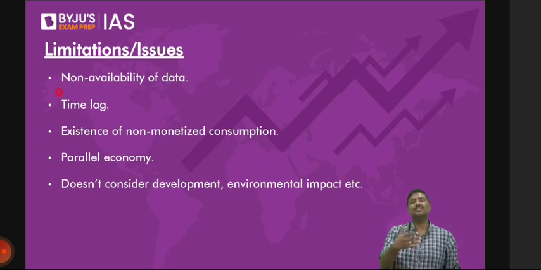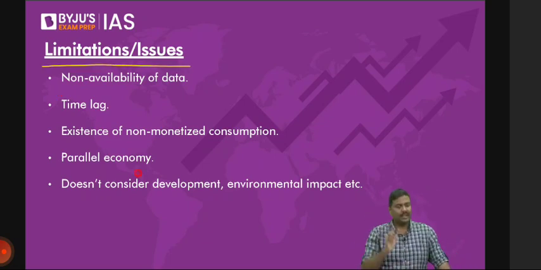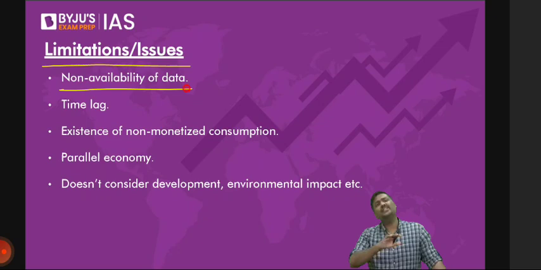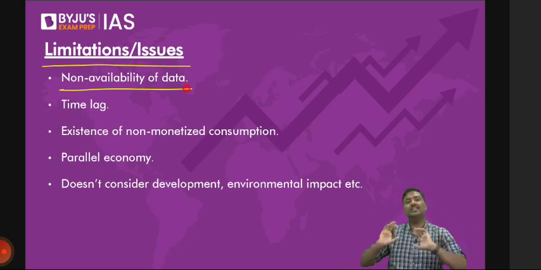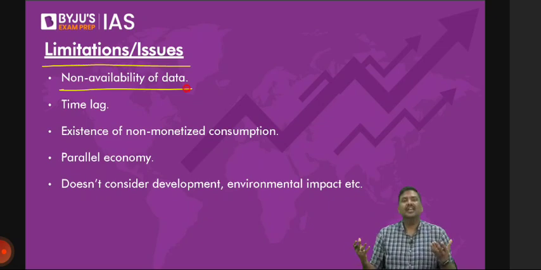Okay, done. So what are the limitations or issues related to calculation of all of this? One, availability of data. Getting the data is very, very difficult in India. Why? I told you, a lot of these service providers as well as manufacturers are not registered. And when they're informal, how do you think the government will be able to collect the data?